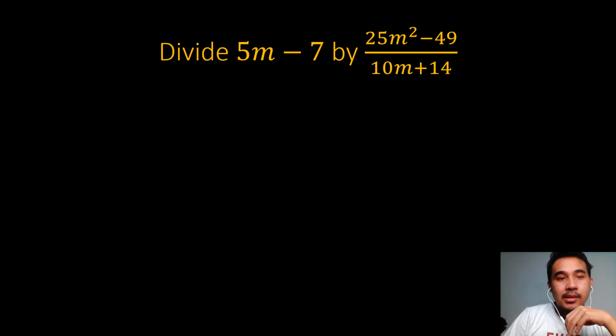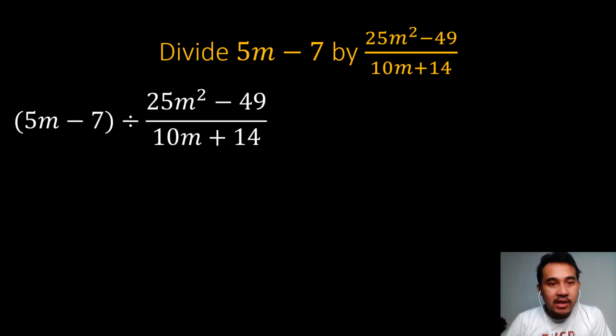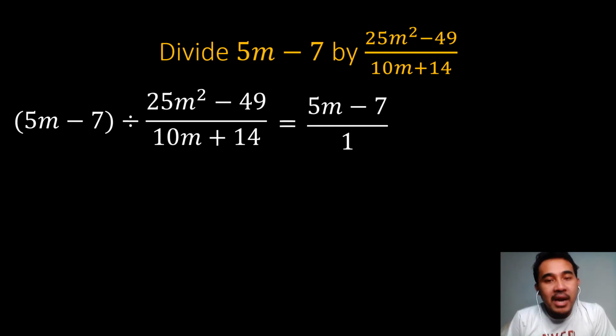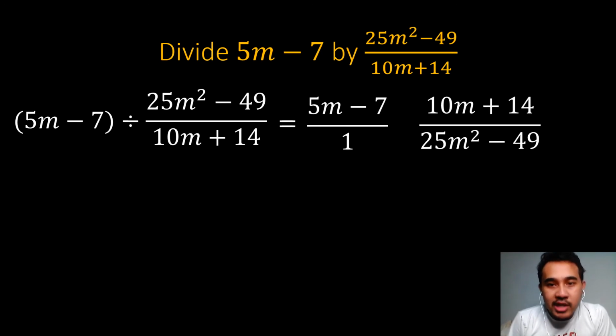Let's have another example: divide 5m minus 7 by 25m squared minus 49 all over 10m plus 14. Now, let's write the given. The dividend is in parentheses so that there will never be confusion. Next, we write the dividend as 5m minus 7 over 1 as its denominator. And then we get the reciprocal of the divisor, so it will lead you to 10m plus 14 all over 25m squared minus 49.